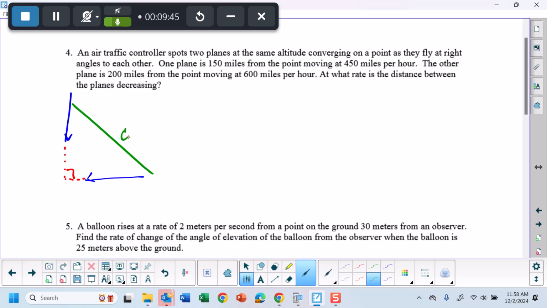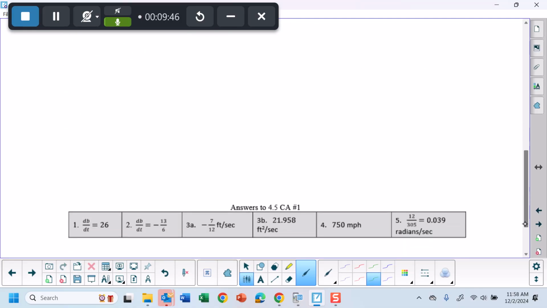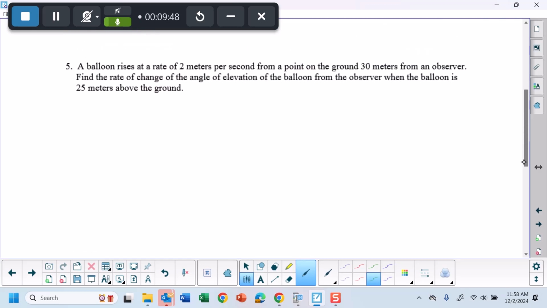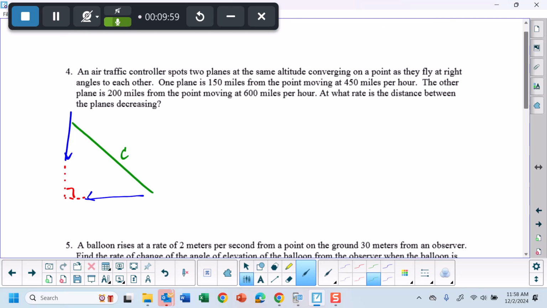Anybody want to see 4 or 5? Do you want to do the angle of elevation one with the balloon and the tray? Yeah. I was just curious, for number 4, there's no constant, right? No, there's not a constant because everything's changing.